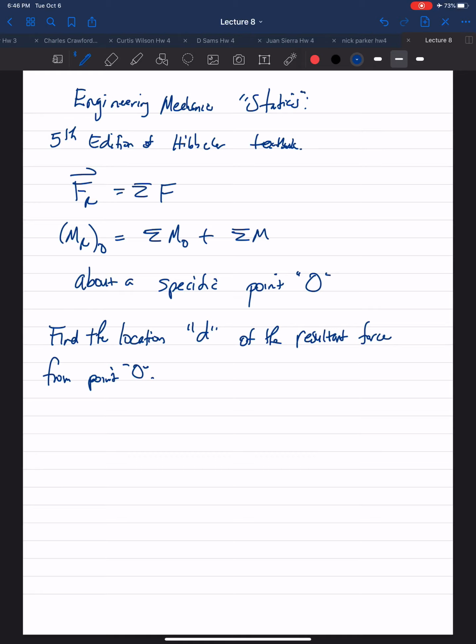So let's take a look at an example problem. Example 3-17 in the text, page 133. Here the problem asks us to replace the force and couple moment system acting on the beam by an equivalent resultant force and find where its line of action intersects the beam measured from point O.